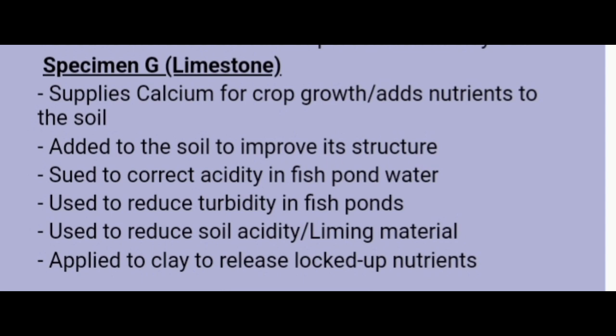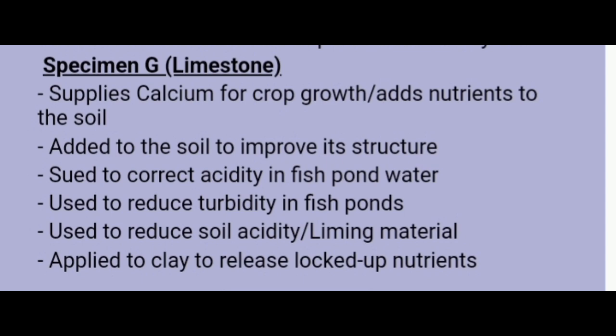You can use quicklime, CaO. You can use slaked lime, calcium hydroxide. You can use basic slag. You can use dolomite or calcite. You can use calcium bicarbonate. You can use gypsum. You can use wood ash. So wood ash can also be used as a liming agent.